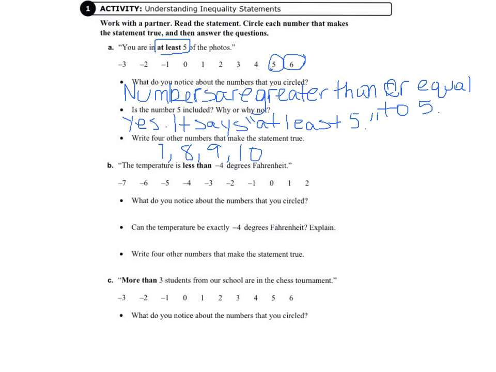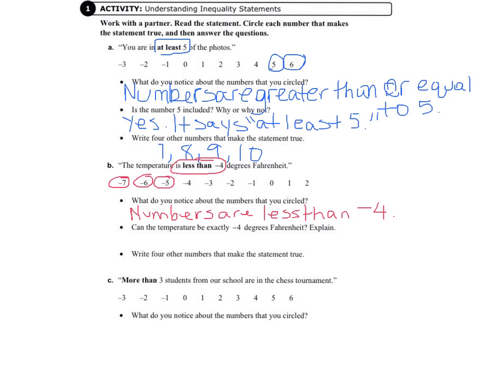Letter B, the temperature is less than negative 4 degrees Fahrenheit. So I'm going to circle the important part there. Less than negative 4. So that means that it can't be negative 4. It has to be less than negative 4 because negative 4 isn't less than negative 4. So it's all of the numbers that are less than negative 4. And so what we notice about the numbers that we circled is that the numbers are all less than negative 4. So we're going to write that.